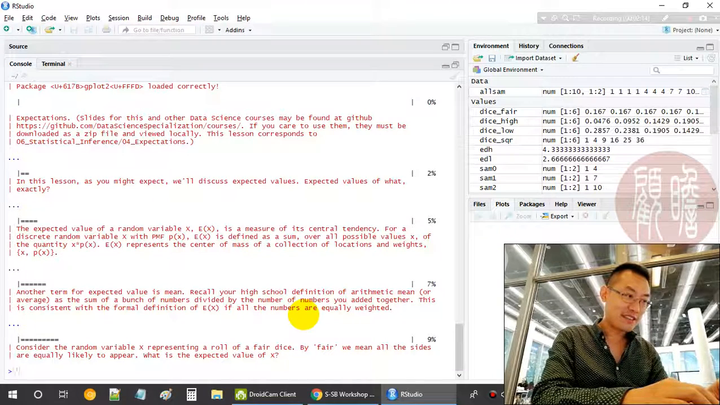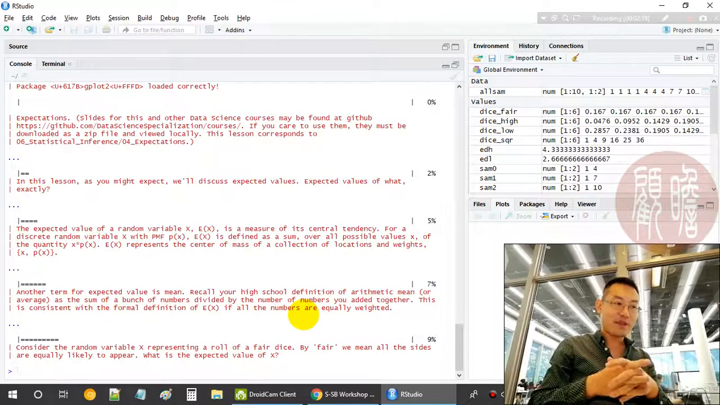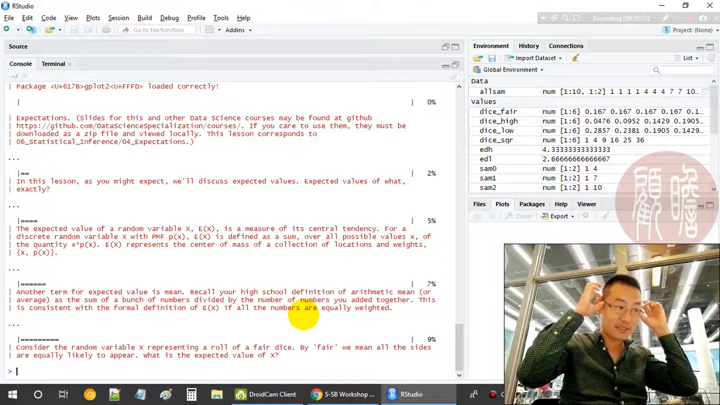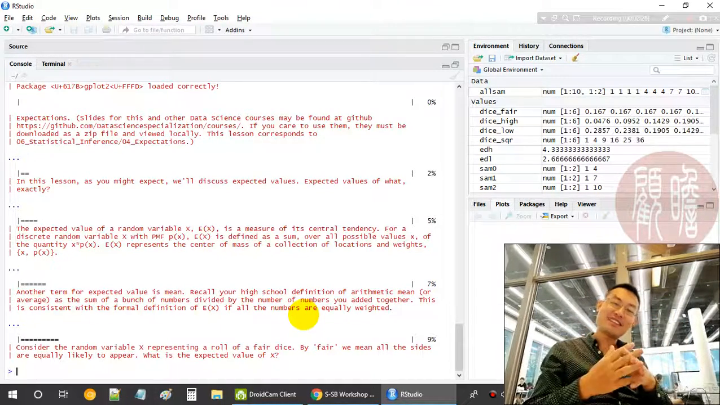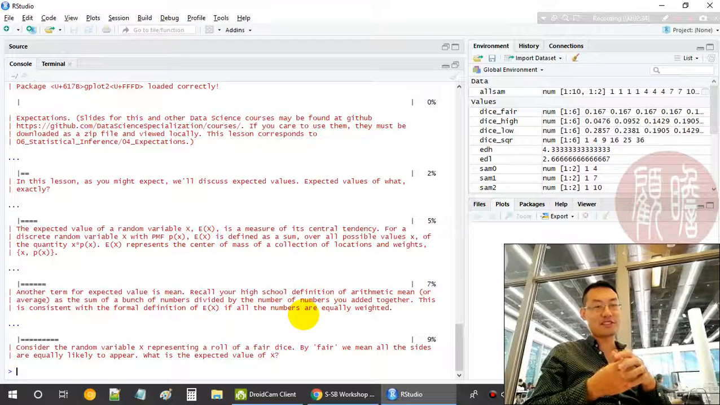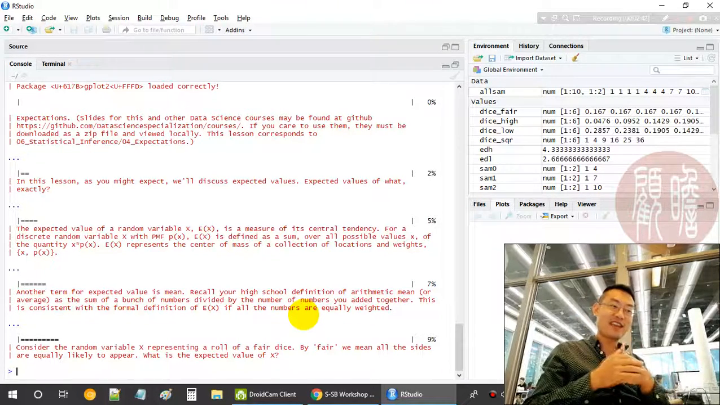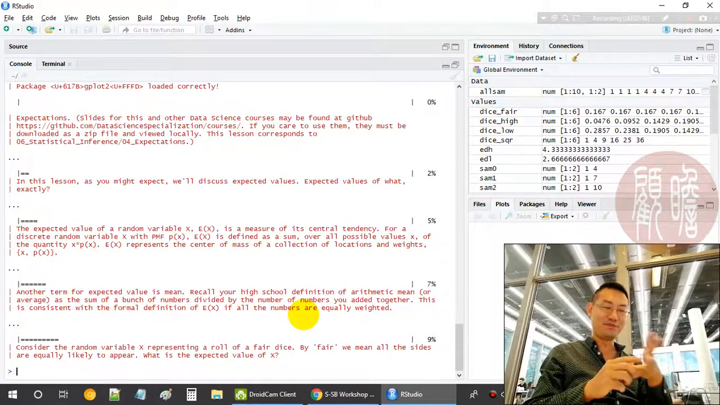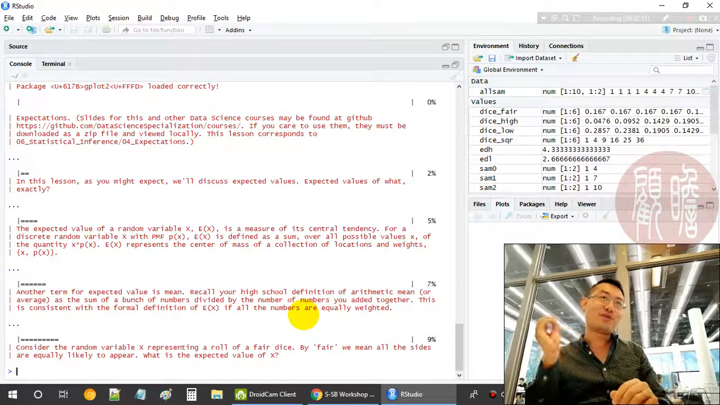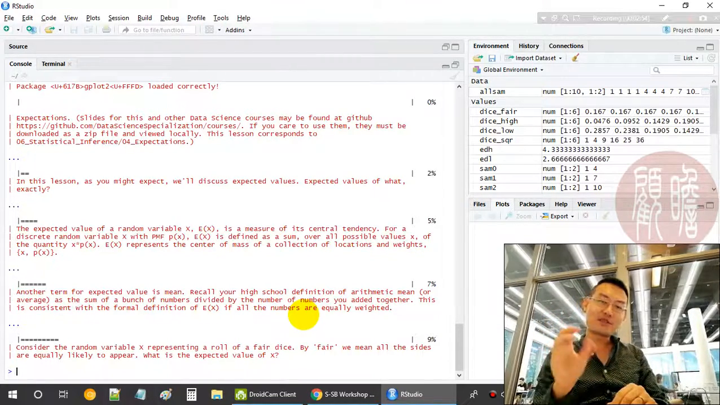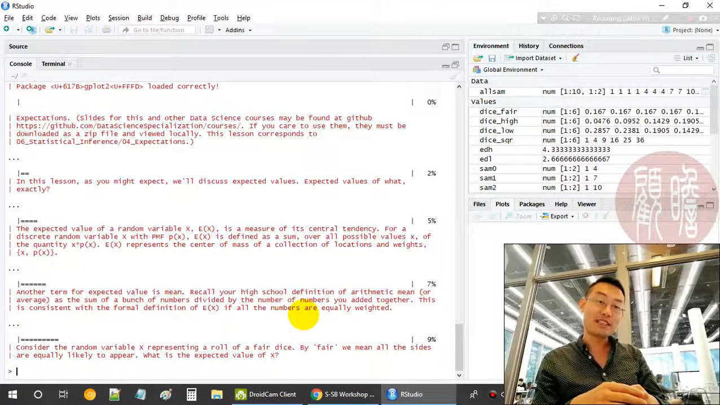Random variable X is the rolling of a fair dice. By fair, we mean all sides are equally likely to appear. So what is the expected value of X? A fair dice has six faces, and each face has a number: 1, 2, 3, 4, 5, 6. So the question here is, what is the average of these six numbers? Assuming you roll the dice many times, say 1,000,000 times, you add up all the face values when they land and divide by 1,000,000. That will be the expected value of X.